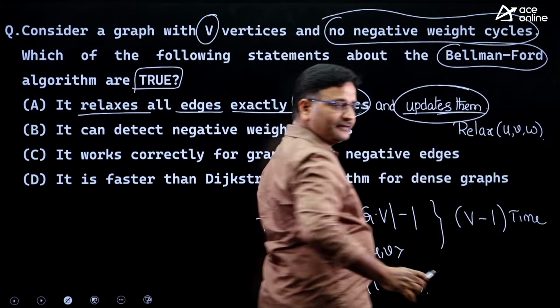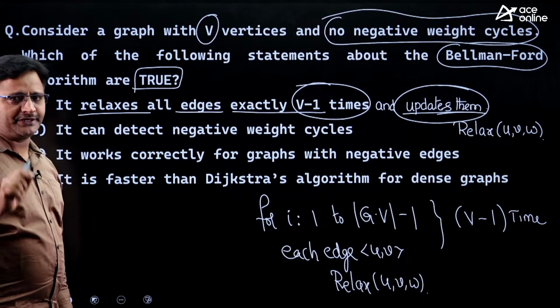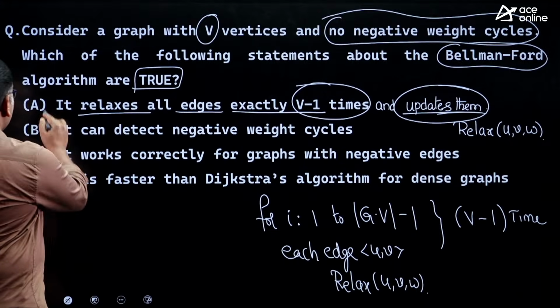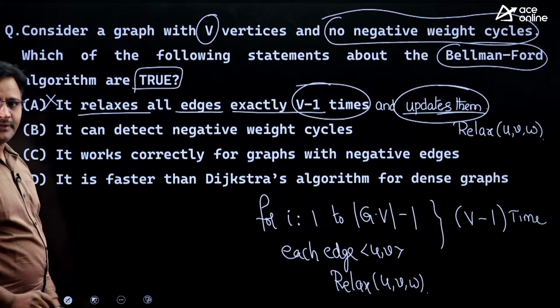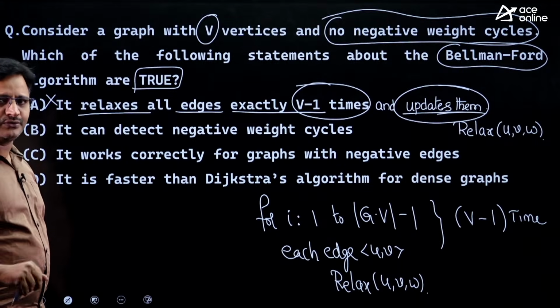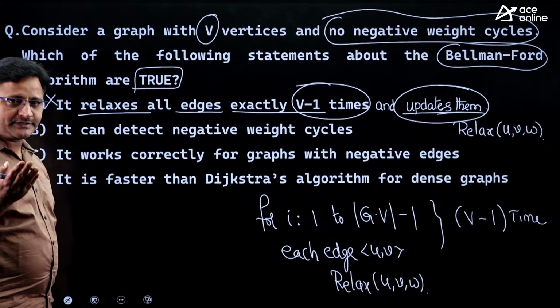may not be correct, right? It is calling the relax algorithm V minus 1 times for every edge, but every time it is updating them? No, it is not possible. Therefore it is not the correct answer. Okay, it is just calling only the relax code, but updating weights depends on the graph structure only. Okay, so sometimes we can update, sometimes we may not update. We already discussed this question in the class also.